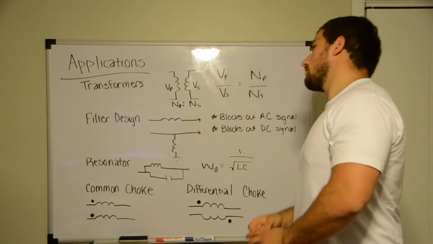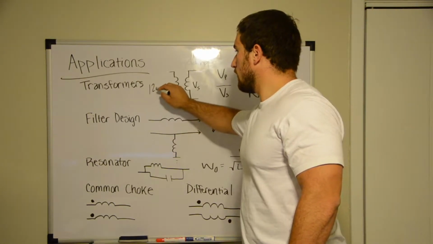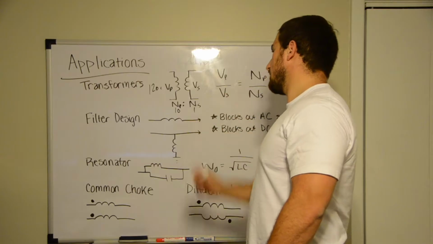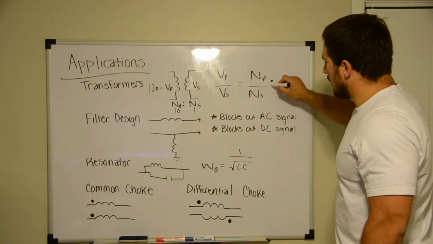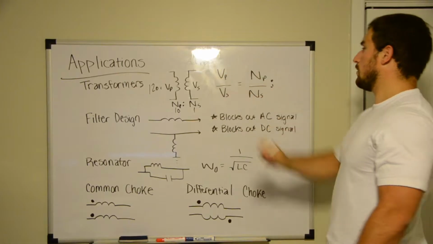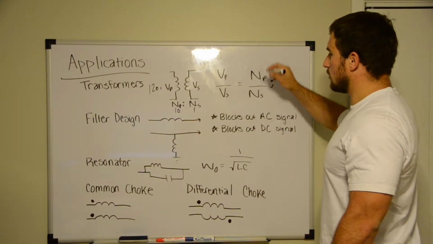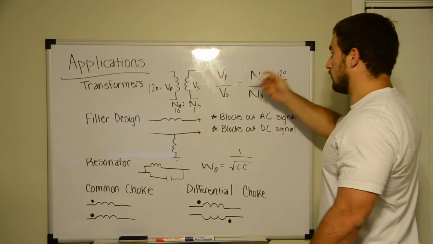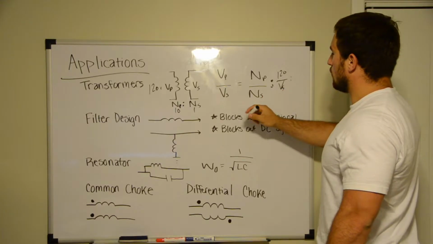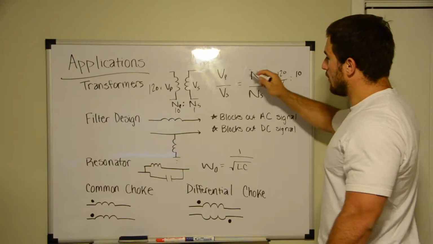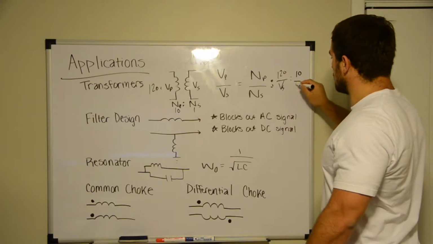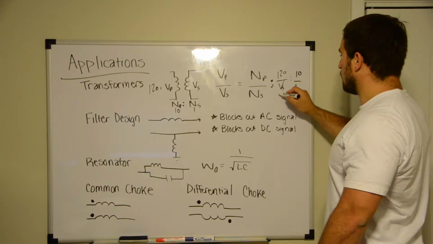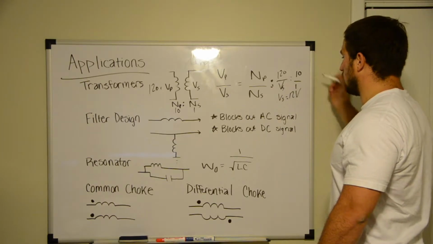So let's just do a quick little example. Say we have 120 volts here, 10 turns here, 1 turn on the secondary side. We could actually find out what the induced voltage is going to be on the secondary side. So using this equation, we should see that 120 over the secondary voltage, because that's an unknown right now, should equal 10 primary turns over 1 secondary turn. So if we multiply and divide, we see that the secondary voltage should equal 12 volts.